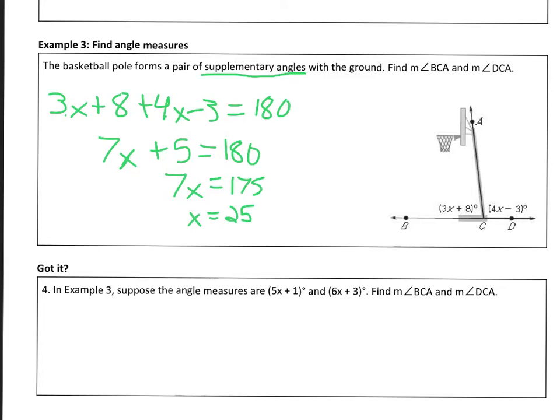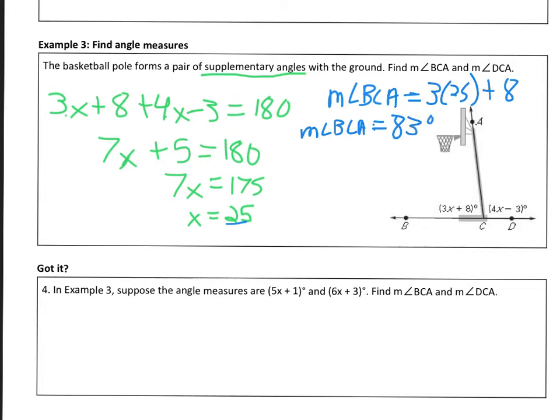But that's not the end of this problem. I asked to find measures of angles. So the measure of BCA, what that's going to take is me substituting in 25 for x in the measure of BCA. So that's 3 times 25 plus 8. So the measure of angle BCA would end up being 3 times 25 is 75. 75 plus 8 is 83. So the measure of that angle is 83.